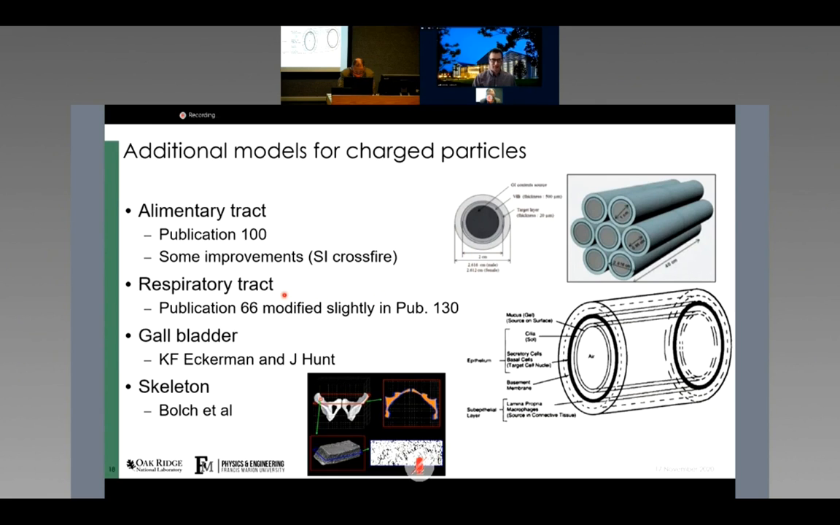We also have stylized models for the respiratory tract. These were in publication 66, though with some revision to the source regions in publication 130. And this is a view of what the stylized model looks like in the respiratory tract. We don't have age dependency in this model, which I think is unfortunate. I think that's one of the opportunities for future improvement. The gallbladder, Keith Eckerman and John Hunt produced a model for absorbed fractions in the gallbladder. And then Wes Bolch's group at the University of Florida has a detailed skeletal model that we use, where we do have age dependency in the skeleton.